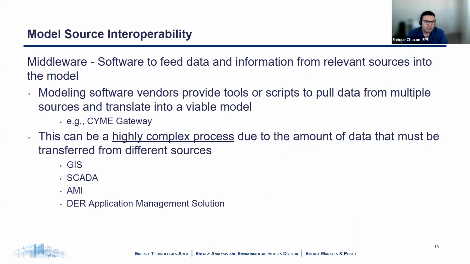Okay, so this one here is for middleware interoperability. Middleware refers to software that essentially feeds data and information from relevant sources into the model. Each of these software vendors normally provides tools or scripts to pull from multiple sources and import it into their model. One example here is SIME Gateway, which is one of the methods by which the actual SIME model is populated with those electrical characteristics that we mentioned earlier. Now, this can be a complex process because of the amount of data that has to be transferred from the different sources. You're looking at many elements: GIS, SCADA, AMI, and DER applications as well. So just something to note. Next slide.